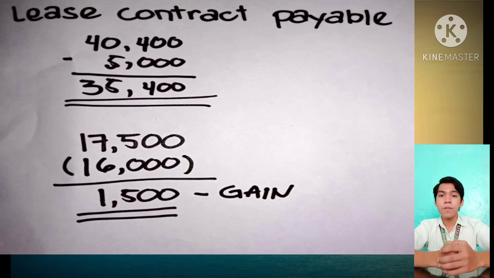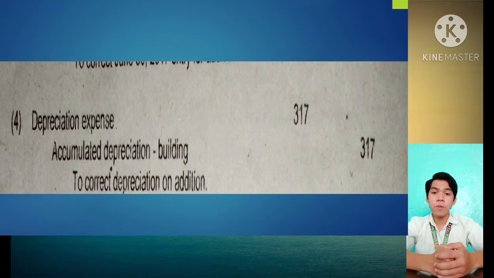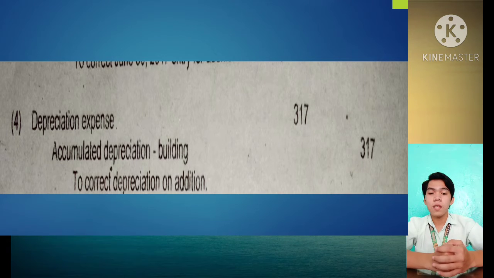But since the addition didn't extend the life of the building, to record it you just have to debit loss on construction of building addition for 1,500 and credit buildings 1,500. For the same information, there's another entry, which is depreciation expense for 317 and accumulated depreciation for 317.